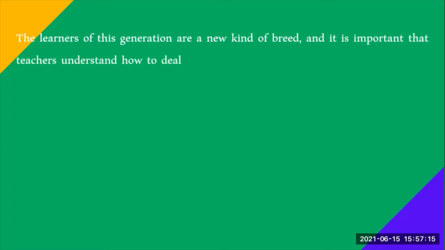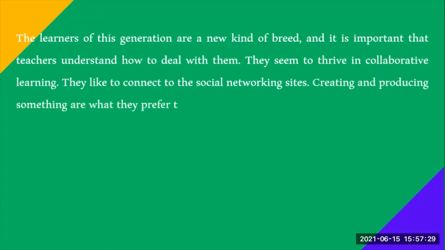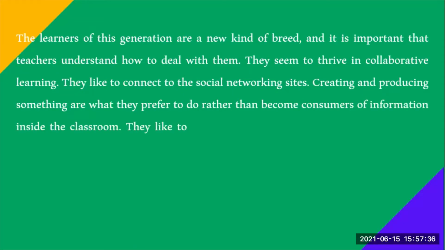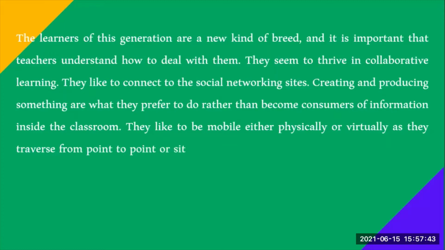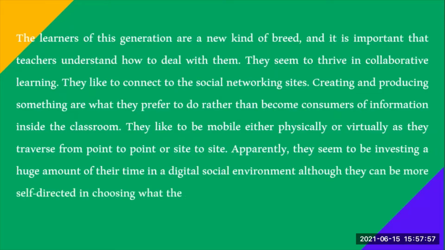The learners of this generation are a new kind of breed, and it is important that teachers understand how to deal with them. They seem to thrive in collaborative learning. They like to connect to the social networking sites. Creating and producing something are what they prefer to do rather than become consumers of information inside the classroom. They like to be mobile either physically or virtually as they traverse from point to point or side to side. Apparently, they seem to be investing a huge amount of their time in a digital social environment, although they can be more self-directed in choosing what they want to learn, how they want to learn, and what they want to learn.